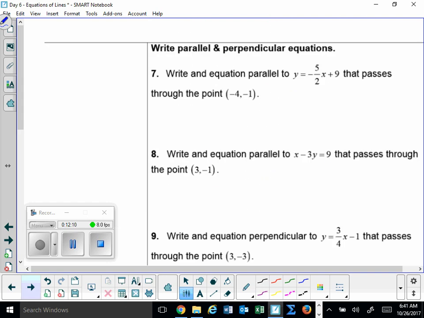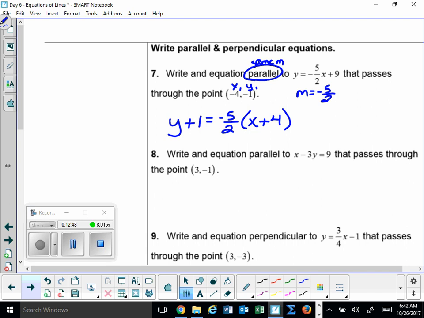All right, now we're going to write some equations of parallel and perpendicular lines. Write an equation parallel. That's the key word. Parallel means same slope. So if I'm parallel to this equation, my slope has to be -5/2. And I'm going to pass through this point. Well, if I know slope and a point, I'm doing point-slope form. Here's x1, y1. So y minus -1 equals my slope times parentheses x minus -4. And I'm done. I'm not going to turn that into slope-intercept form. Why risk messing up the algebra when I already have a perfectly acceptable answer?